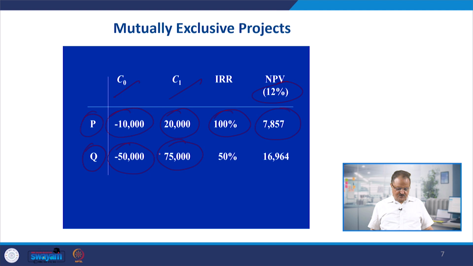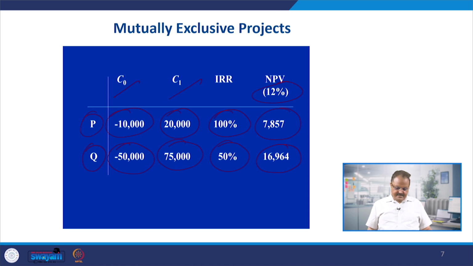That is 75,000 rupees, right? In percentage terms, it is just 50%, half of the first one. But in absolute terms, it is 16,964. Because the projects are mutually exclusive, you have to select one out of the two. If you select on the basis of the IRR, you have to select project P. But if you select on the basis of NPV, you will select project Q.